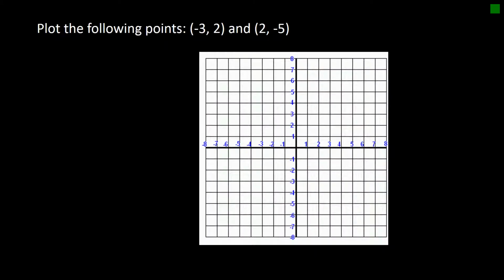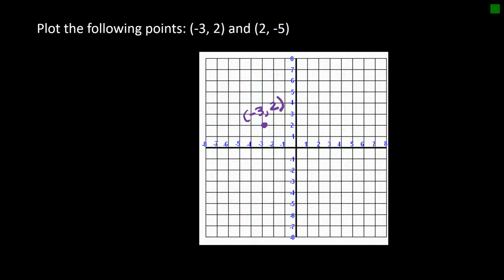So now we're going to plot a couple points in the rectangular coordinate system. We have the point negative 3, comma 2. Now remember that the first coordinate represents the x. So we're going to go to our origin, the point 0, 0. And the x coordinate here is negative 3. So we're going to move 3 to the left because we're going in the negative direction. Our y coordinate is positive 2. We're going to move 2 up. This is the point negative 3, comma 2.